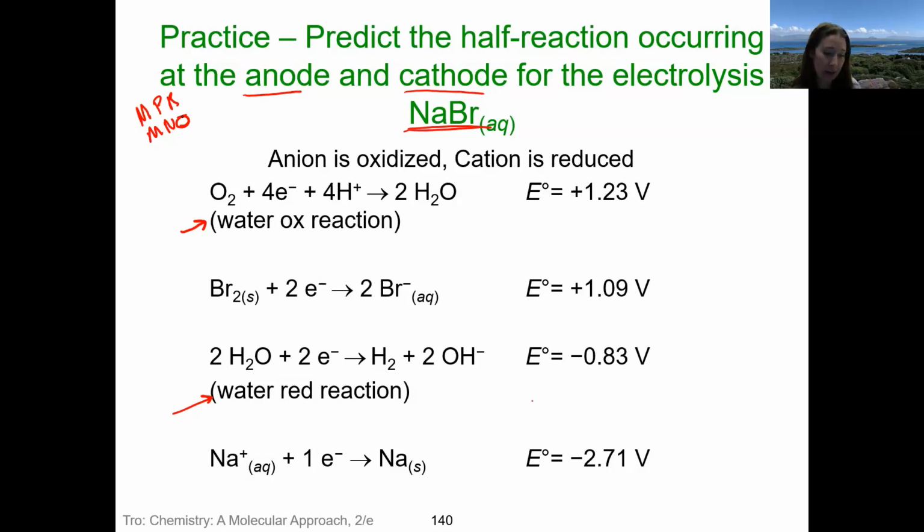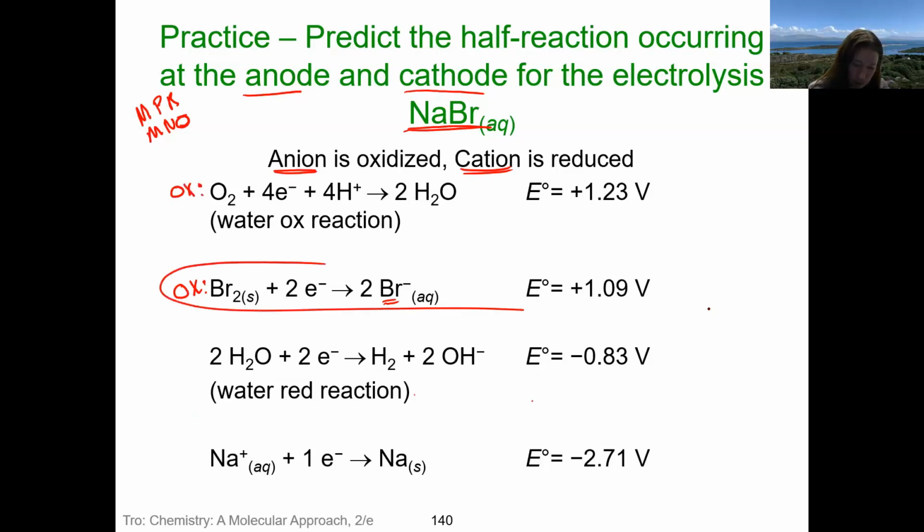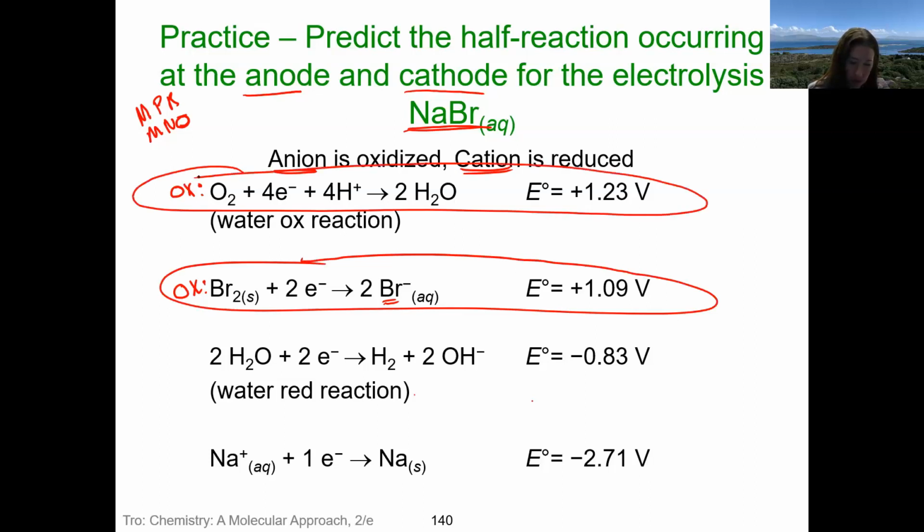Okay, so we need to decide which ones are our oxidation reactions and which ones are our reduction reactions. So always remember, the anion is always going to be oxidized, the cation is always going to be reduced. So our anion, bromine, so this is the potential for our oxidation reaction. And the other one, I told you, is the water oxidation reaction. So it's either this one or this one.